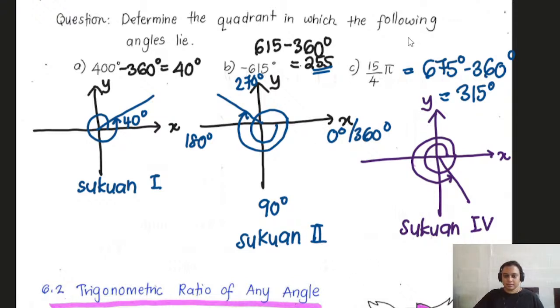Okay. So that's all for 6.1, positive angles and negative angles. Tu sahajalah yang kita perlu tahu. Macam mana nak lukis sudut positif, macam mana nak lukis sudut negatif.